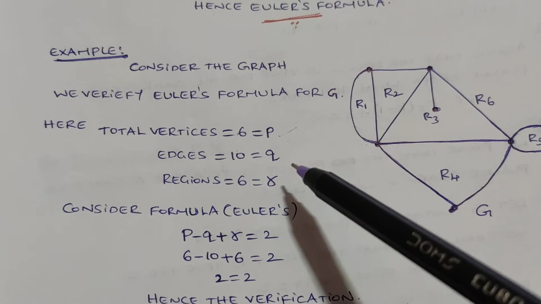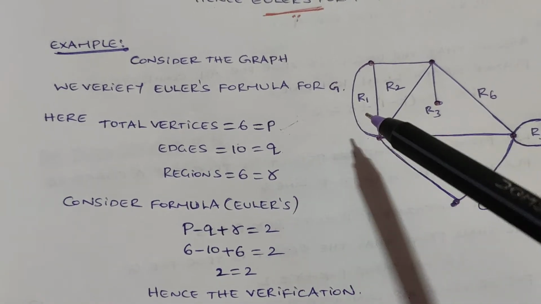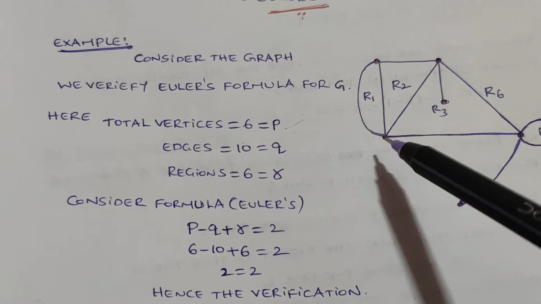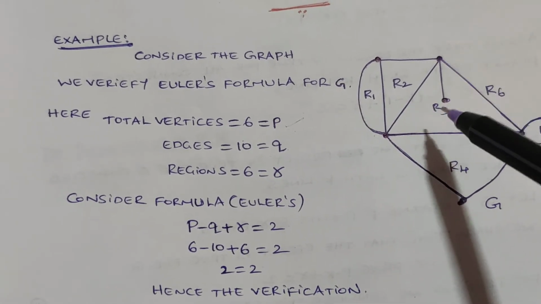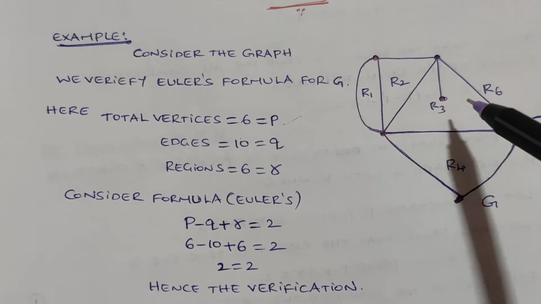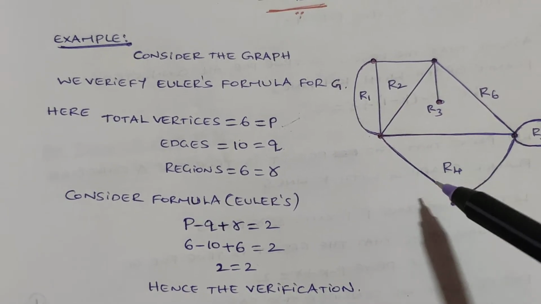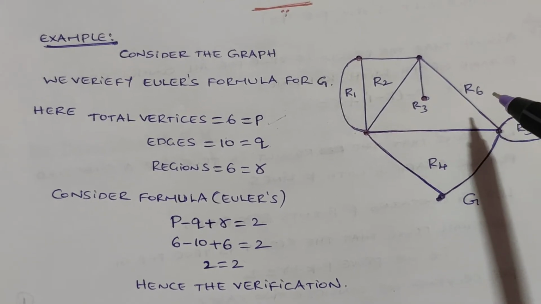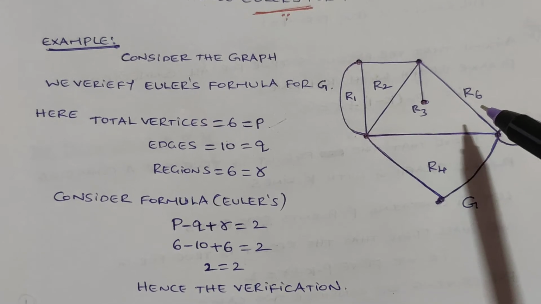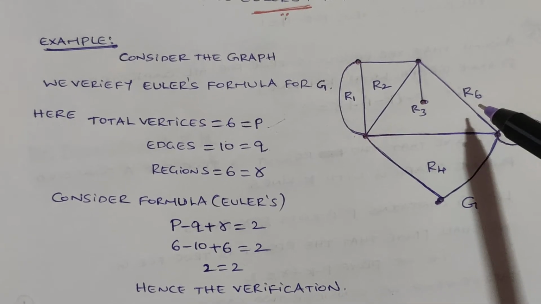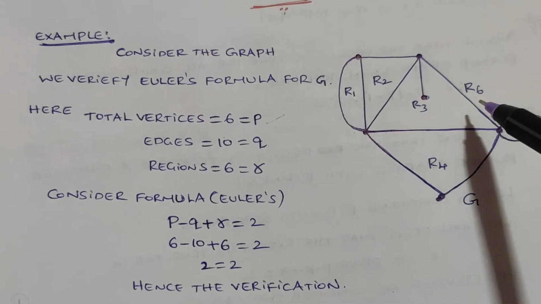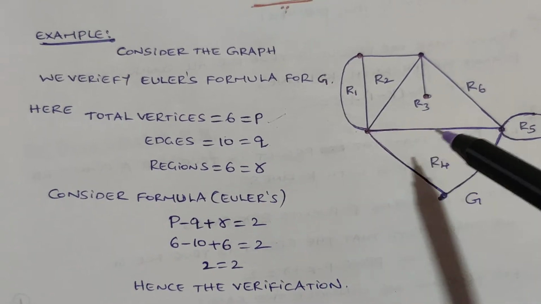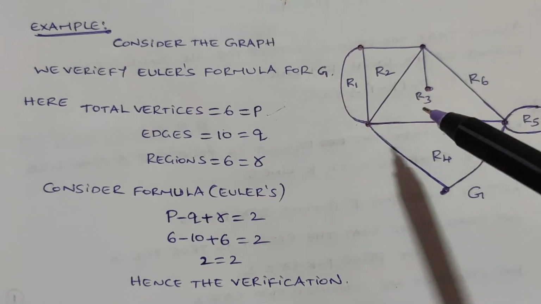Now we consider the regions. Let us assume this as the first region and this as the second region, and there is one more region. This one we will consider as region 3, this as R4 and this as R5, and the outside will be considered as R6. So totally we have 6 regions in this graph.